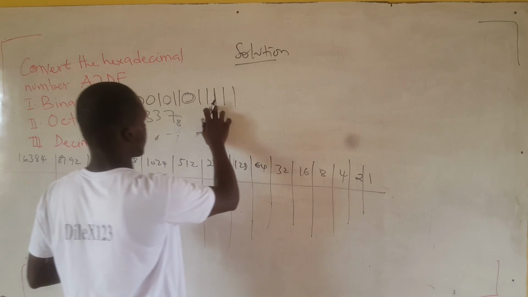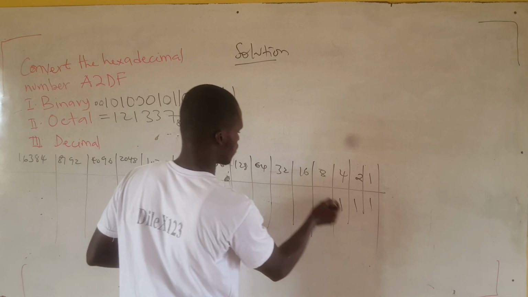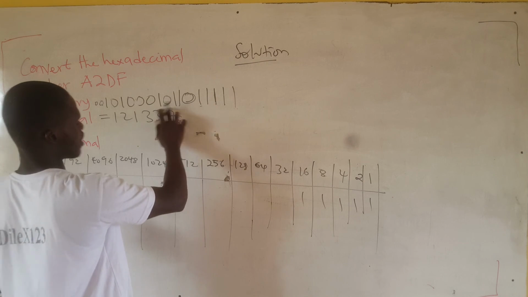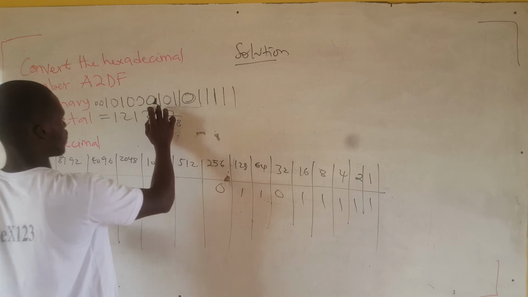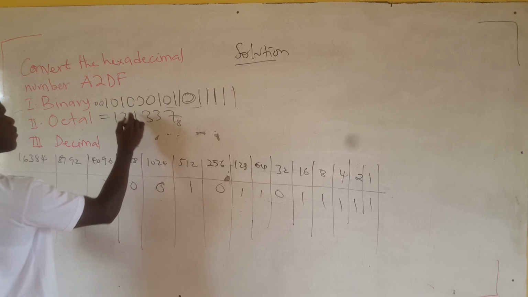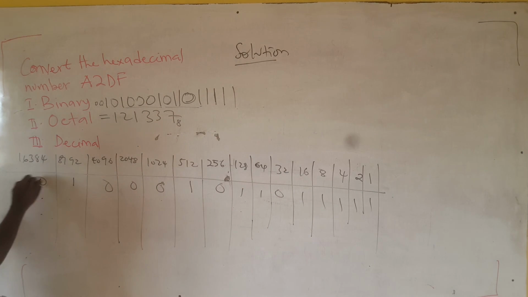So we have 1, 1, 1, 1, 1. That's here. So we have 0, 1, 1, 0. That is up to this side. So we have 1, 1, 2, 3. That's up to this side. Then we have 1, 0. So it's left with the last one, that is 32,768.